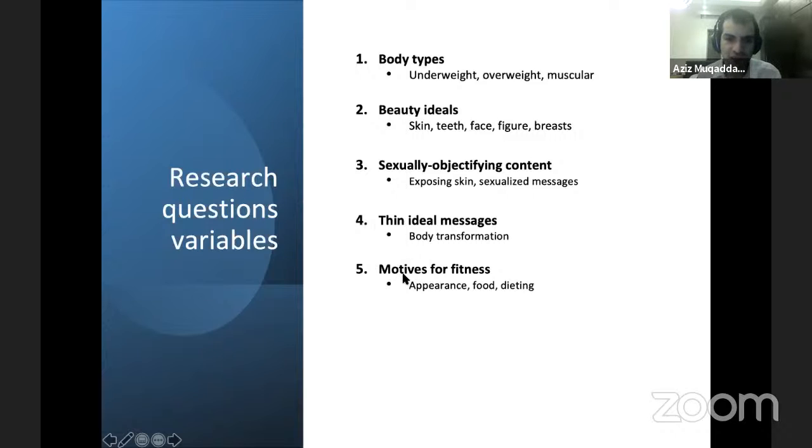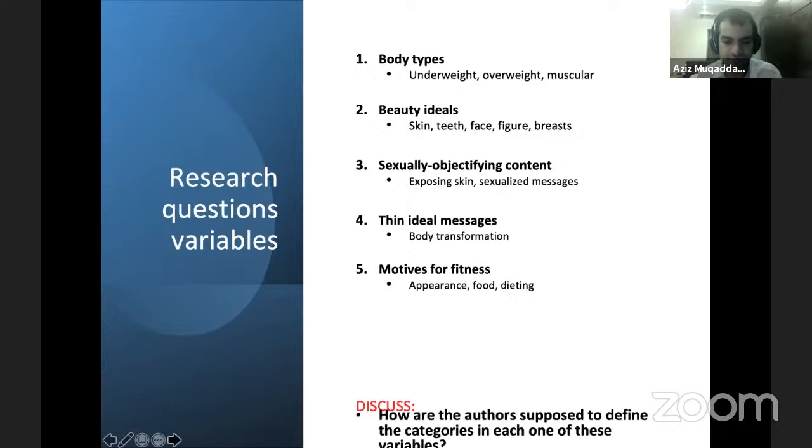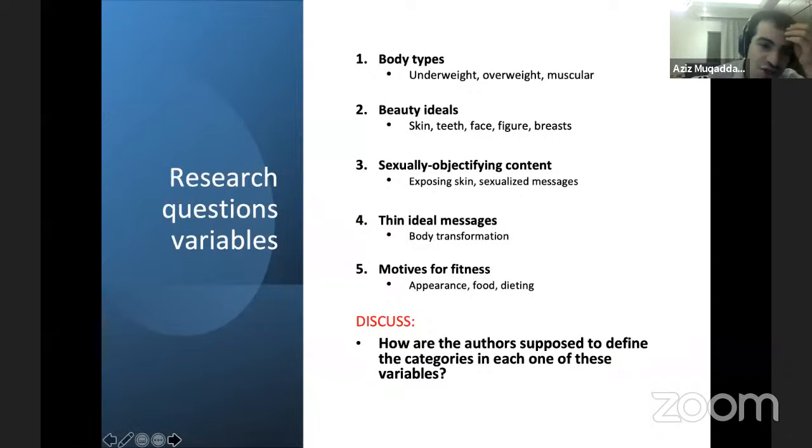And then motives for fitness: appearance, food, and dieting. Those were three motives, right? My question to you is to discuss how the author is supposed to define these categories. How am I supposed to define muscular? Or how am I supposed to define sexualized messages? How can I do that? How should I do that?